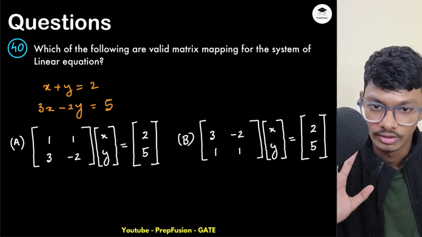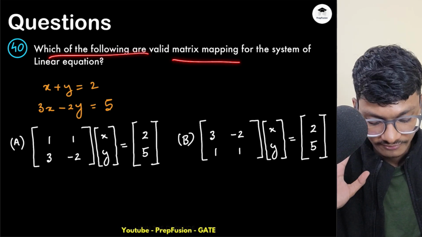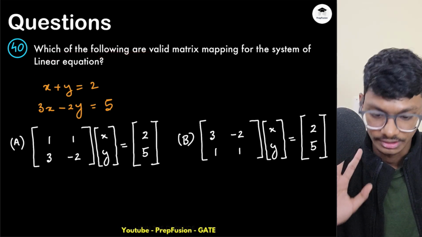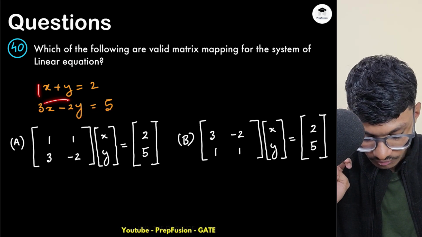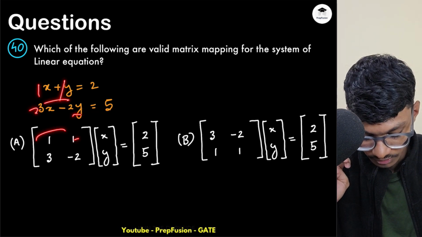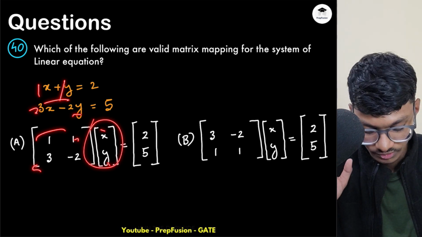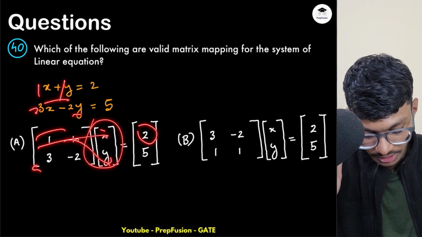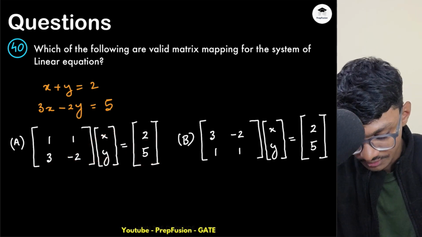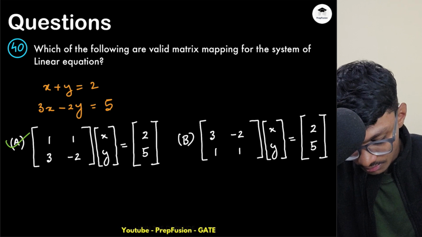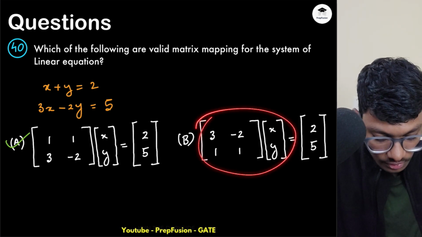So here let's do one question. It is saying which of the following are valid matrix mappings for the system of linear equations. Here x plus y equals 2, 3x minus 2y equals 5. So the coefficients are 1 1 and 3 minus 2, and this is in the column format, x y. So x plus y equals 2, correct. 3x minus 2y equals 5, yes, this is correct. So the first one is valid.